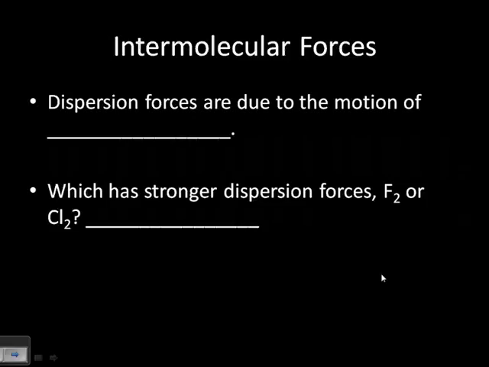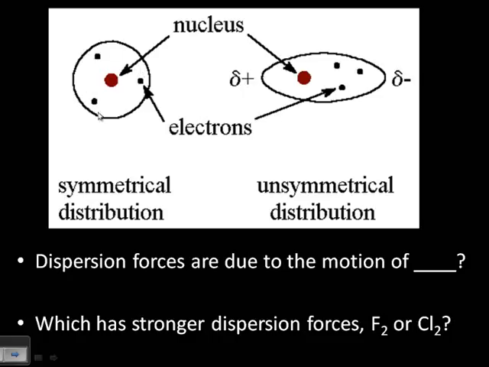Okay, dispersion forces are due to the motion of electrons. What dispersion forces says is that electrons are always moving, and while something might be nonpolar, it's possible, just because of the movement of those electrons, that for an instant or a split second there might be more electrons on one side than another, causing a very temporary negative-positive dipole. So it's a temporary, transient, unsymmetrical distribution of electrons. So dispersion forces are due to the motion of electrons.